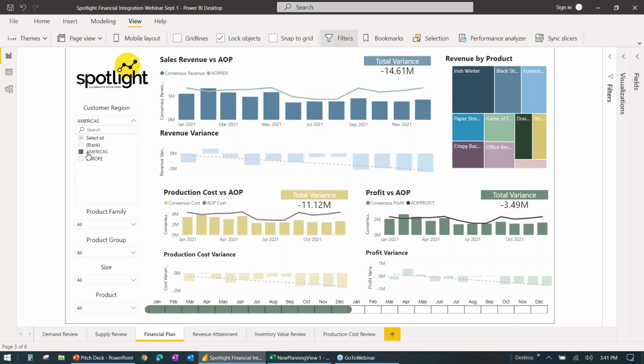And then what I can do is say, okay, it looks like from a revenue perspective, Americas are way underperforming. Not only from a revenue perspective, they're also underperforming from a cost perspective, right? So in this case, my costs are lower, and then my profitability variance is 3.4 million, right? So I'm 3.4 million under on profitability from what my projections were to the AOP plan, okay?